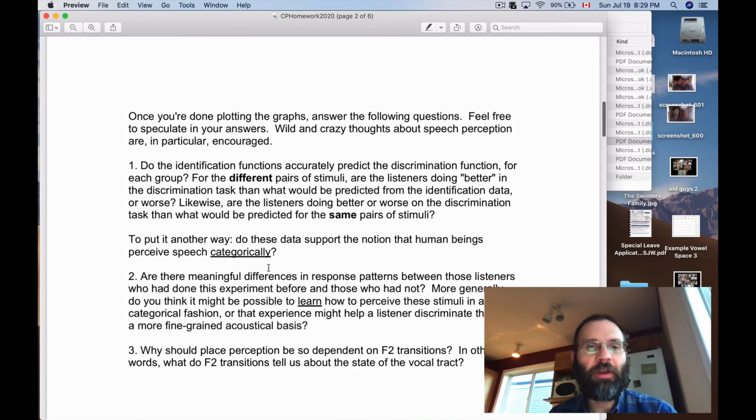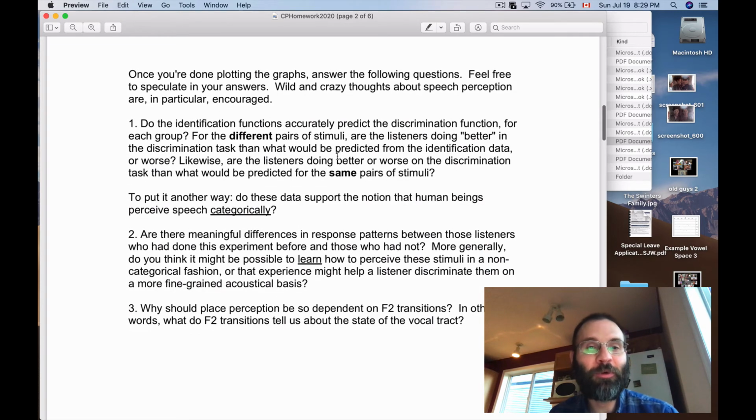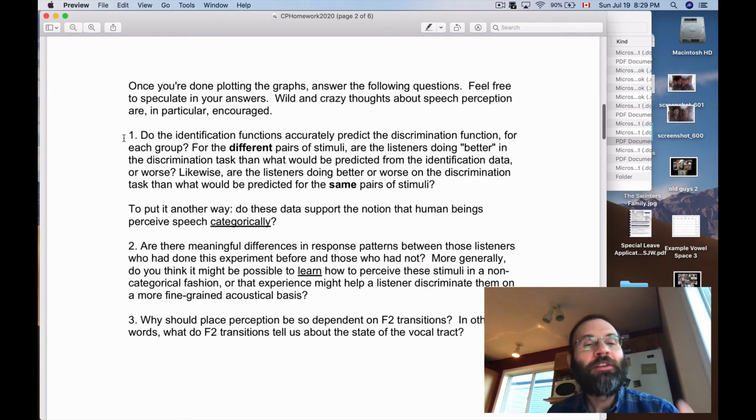Once you're done plotting the graphs, then I want you to answer 3 questions. And you're welcome to speculate in your answers if you don't know the exact answer. In particular, you can give me some wild and crazy thoughts about how you think speech perception might work. So number 1, do the identification functions accurately predict the discrimination function for each group? For the different pairs of stimuli, are the listeners doing better in the discrimination task than what would be predicted from the identification data, or worse?